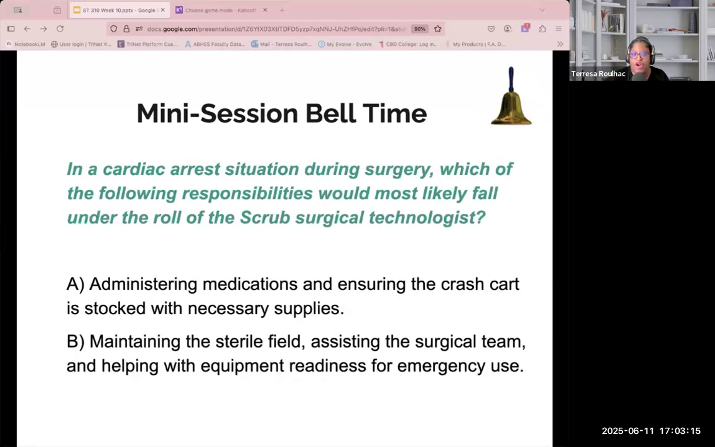In a cardiac arrest situation during surgery, which of the following responsibilities would most likely fall under us? A, administering medications and ensuring the crash cart is stocked with necessary supplies. Or B, maintaining the sterile field, assisting the surgical team, and helping with equipment readiness for emergency use. And I am looking at the responses. And again, you are correct. It's going to be maintaining the sterile field.